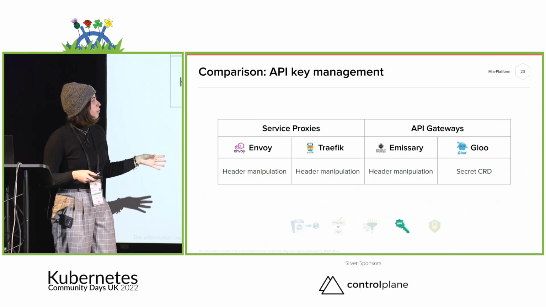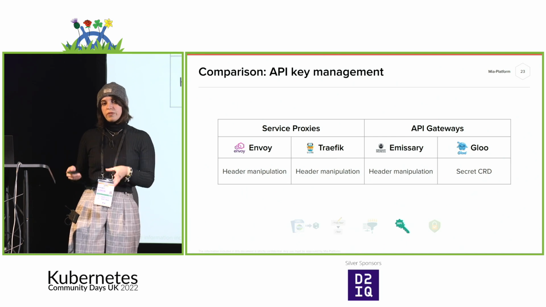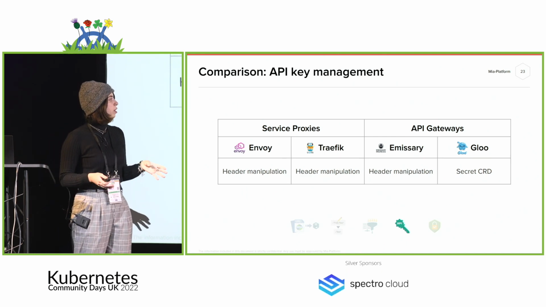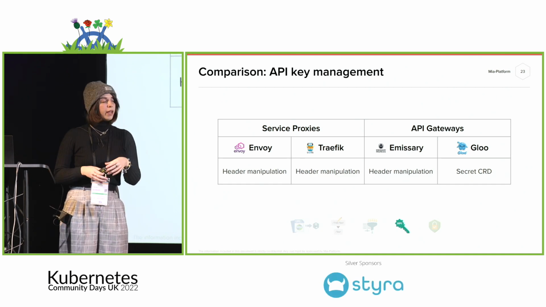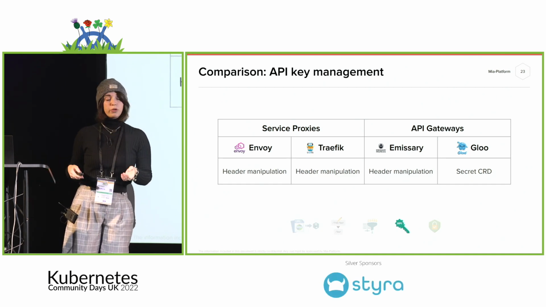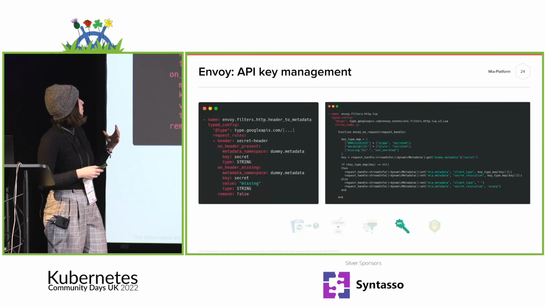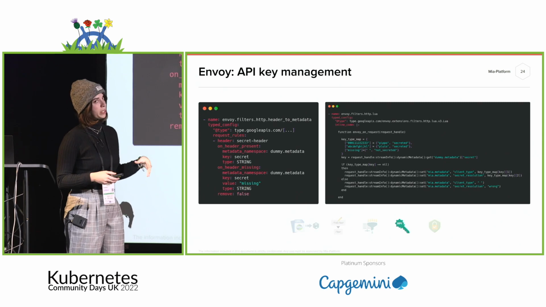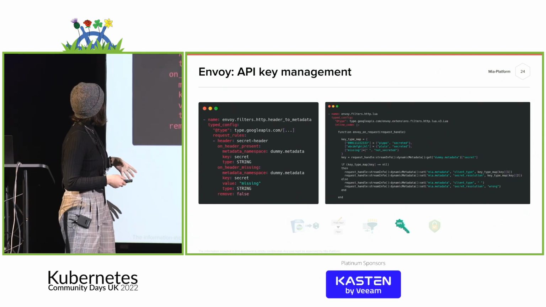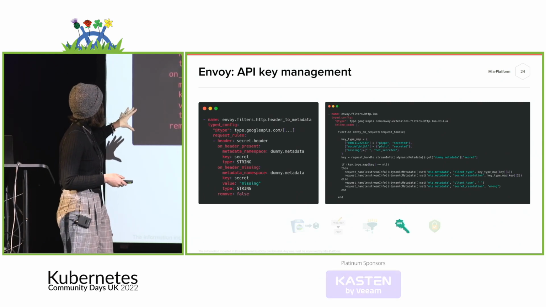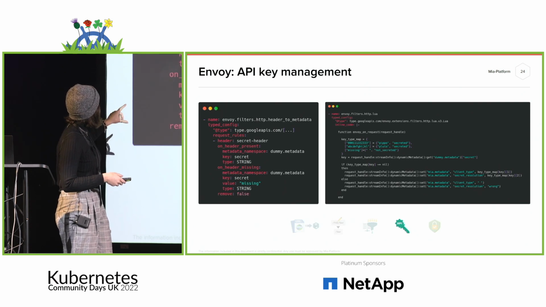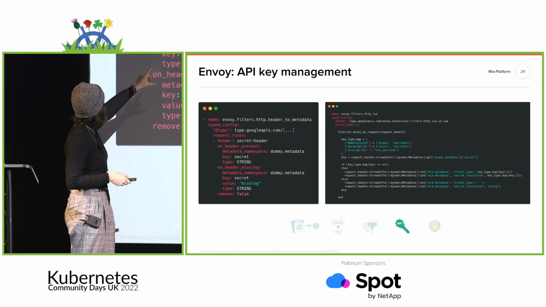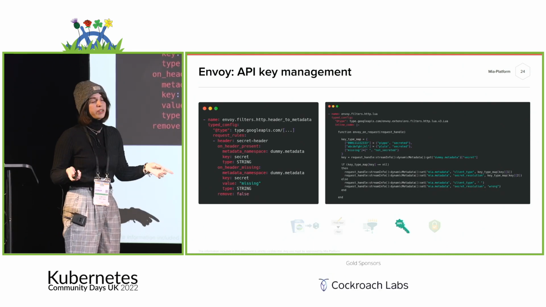And finally, Gloo offers a secret custom resource definition, which allows us to easily define secrets and apply them to specific routes. So this is an example of how we implemented API key management in our API gateway. On the left side, we have this header to metadata filter, which allows us to extract the secret, in this case, from a header. You can also extract that from a cookie.